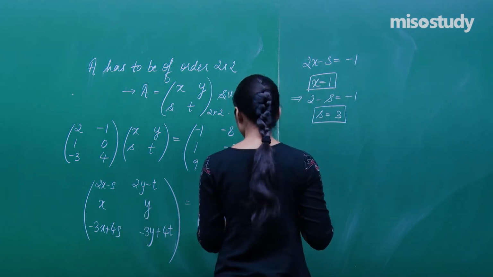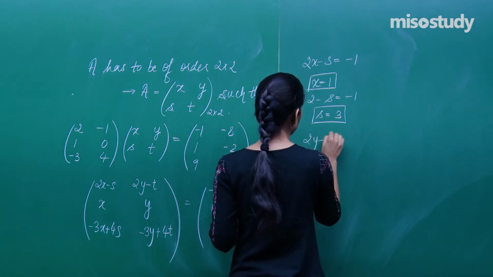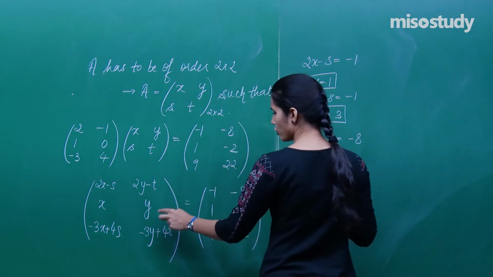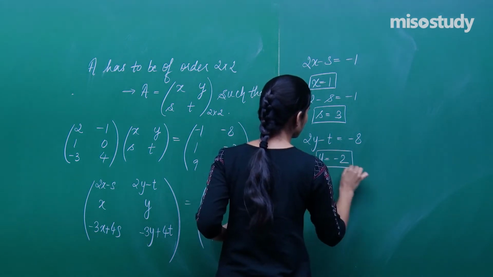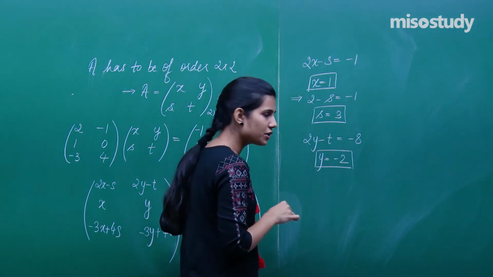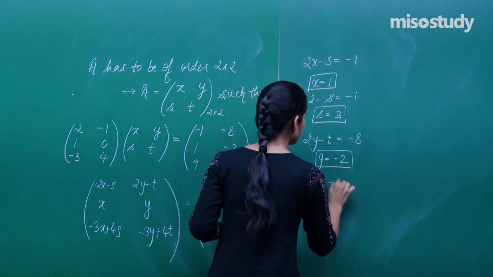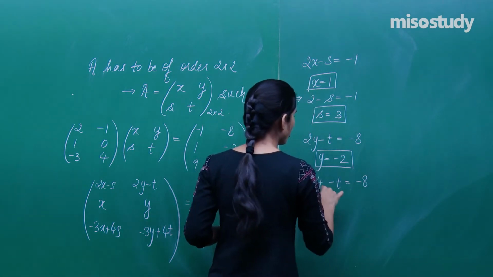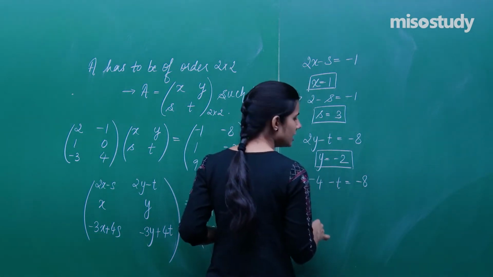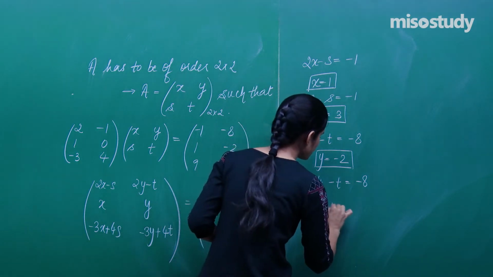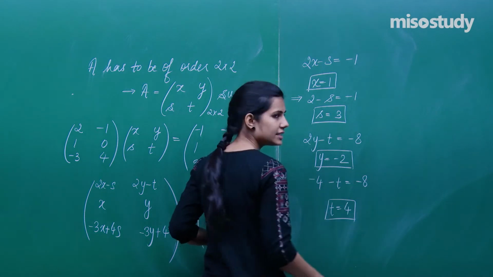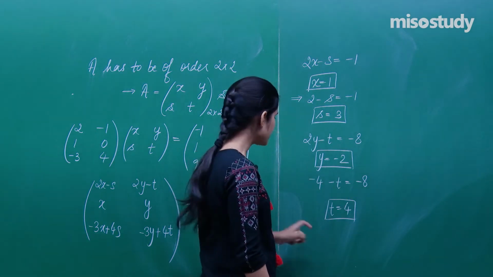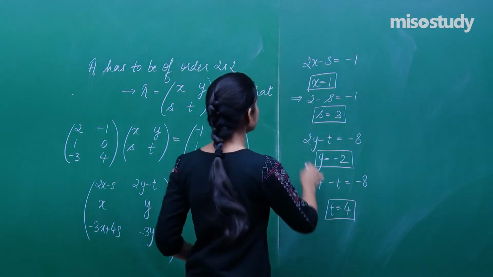Next you have 2y minus t is minus 8. And you are also getting y is equal to minus 2. If you put y equals minus 2, what do you get? Minus 4 minus t equals minus 8, or minus 4 plus 8 is t. That means 8 minus 4 is t, so t is 4. You have got this.